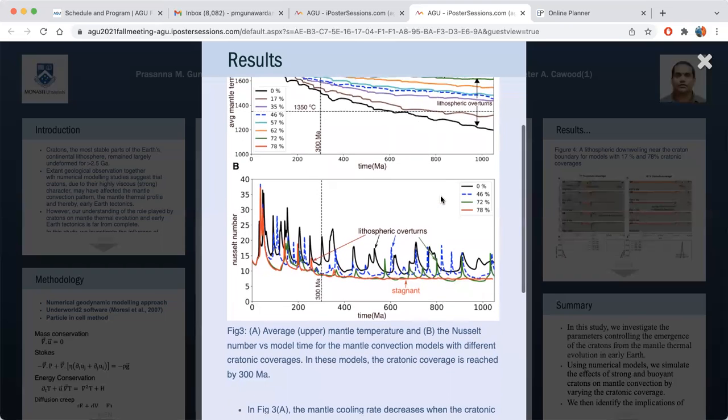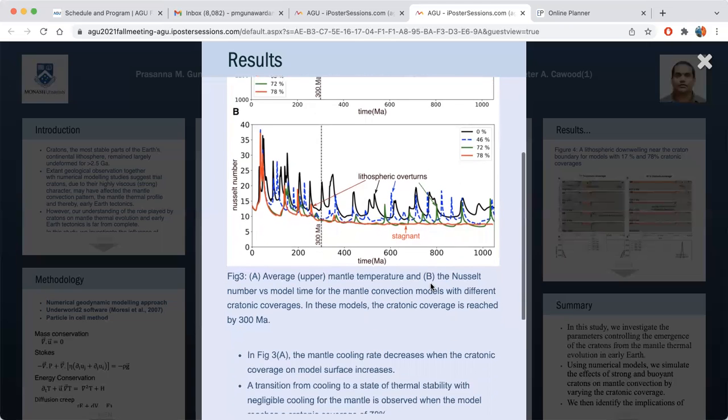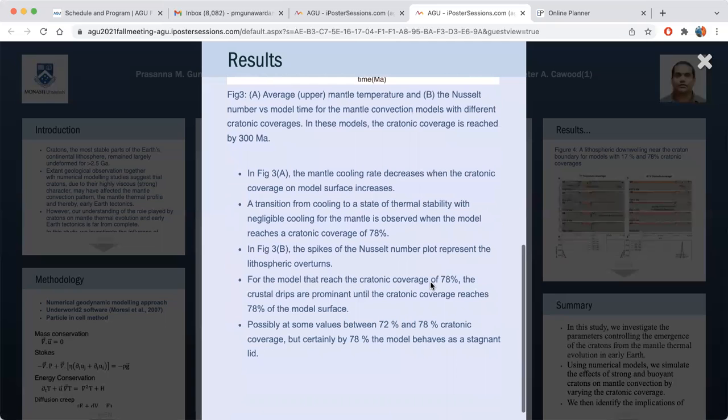In figure 3b also, we can see the Nusselt number distribution. This red curve represents the 78% cratonic coverage, and these spikes represent lithospheric overturns in the model. The model with 78% cratonic coverage has lithospheric overturns up to 300 million years, and afterwards it gets flattened and reaches stagnant lid like conditions. So these are our preliminary results.